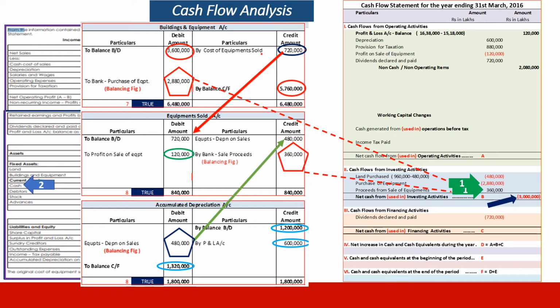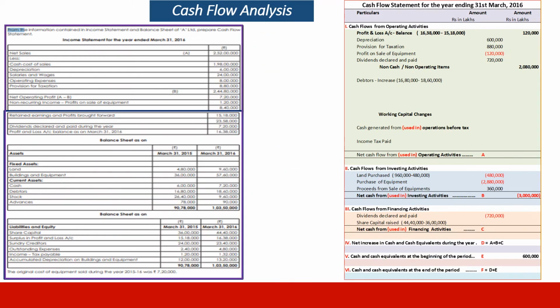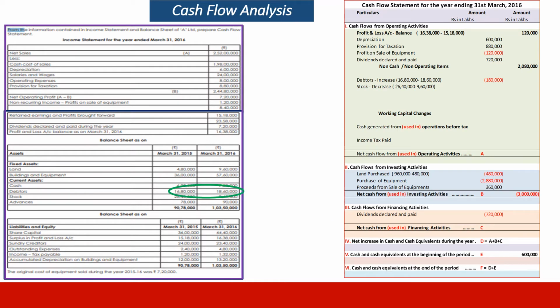Next comes cash and cash equivalents at the beginning of the period. If we look into the beginning of the period, our cash and cash equivalents was 6 lakhs. And after that, we have got debtors. Debtors come under working capital changes. Debtors increased from 16 lakhs 80,000 to 18 lakhs 60,000. When debtors increase, there is a cash outflow. We are giving credit. Therefore, 1 lakh 80,000 is the outflow.